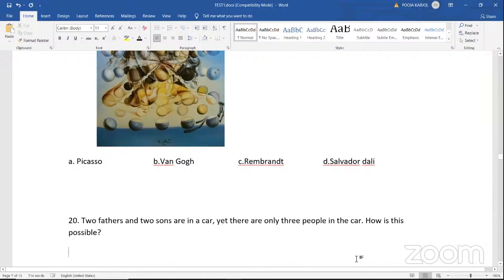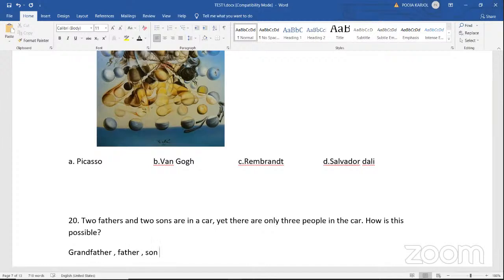Two fathers and two sons are in a car, yet there are only three people in the car. How is this possible? Grandfather, father, and son. Yes, we have done this riddle in class. The people in the car are the grandfather of the youngest person, then the father and the son. If you check it, it will make sense. Two fathers, two sons, and still there are only three.